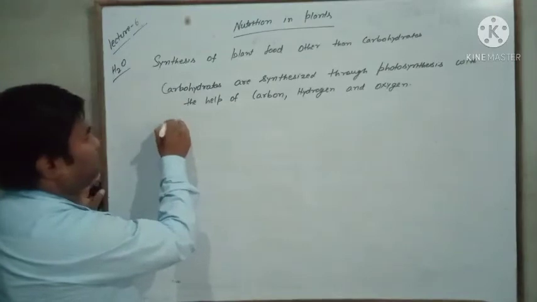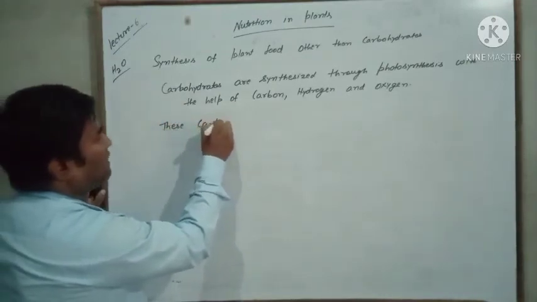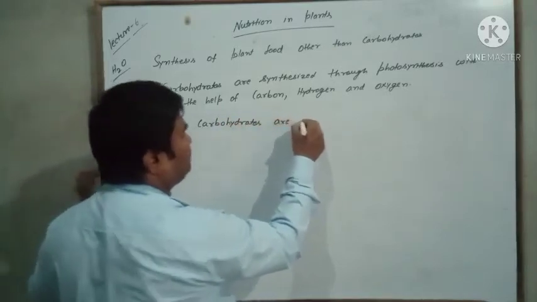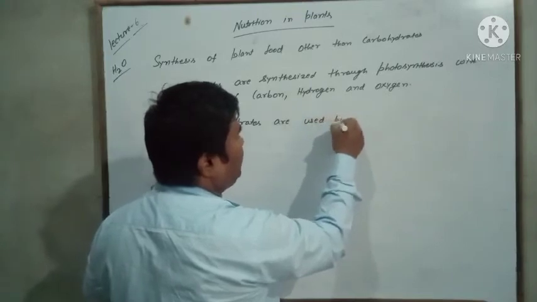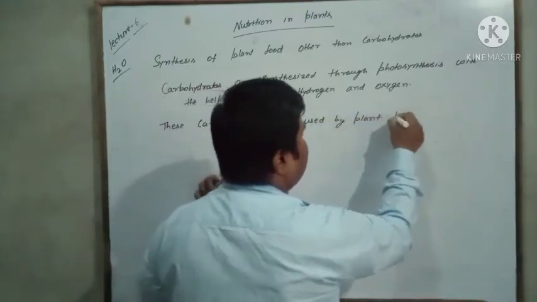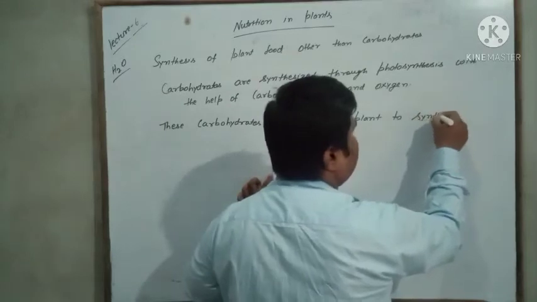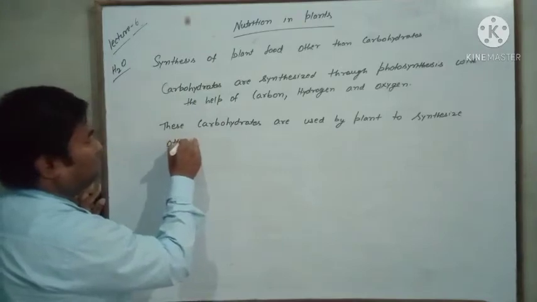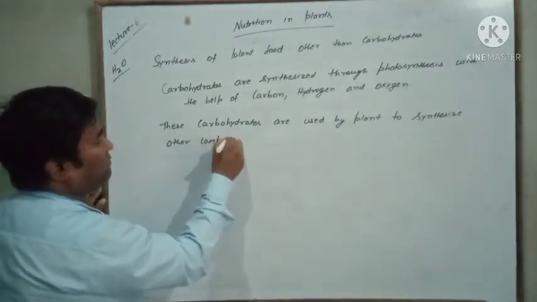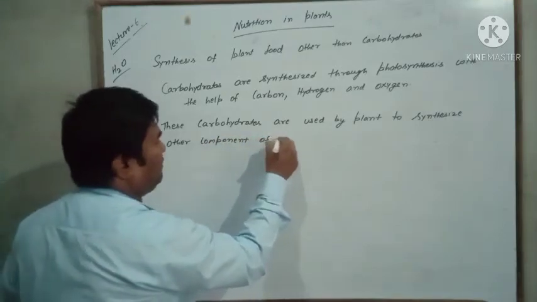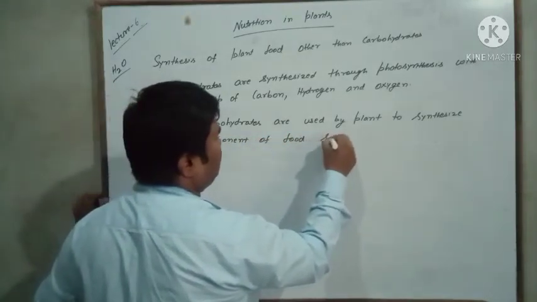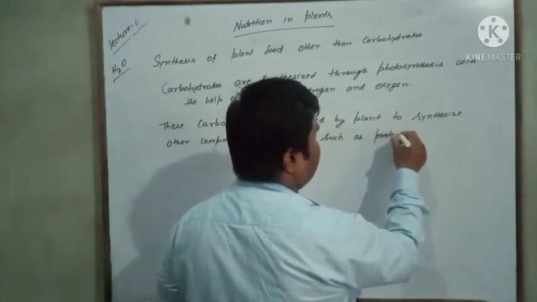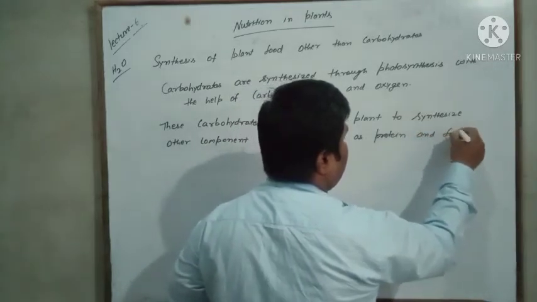Next, these carbohydrates are used by the plant to synthesize other components of food such as protein and fats.